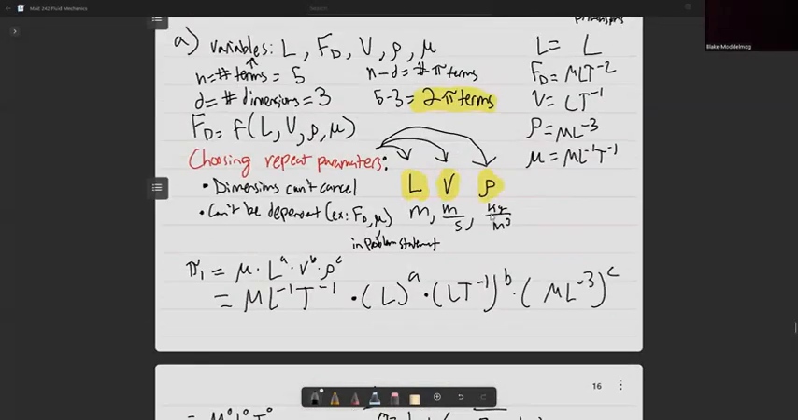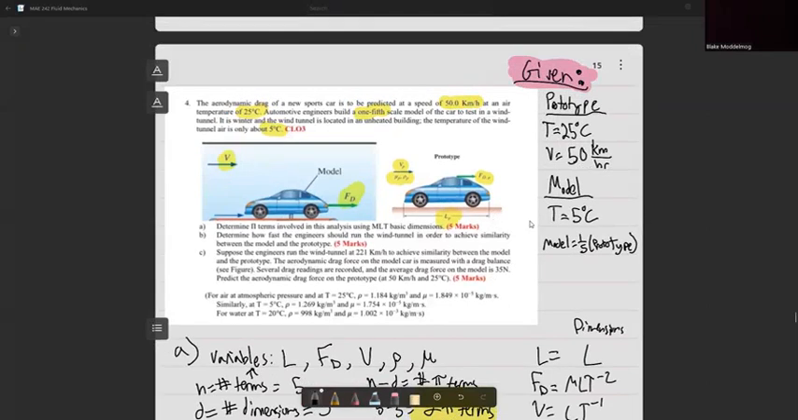All right, so moving right on to part B, it asks that we determine how fast the engineer should run the wind tunnel in order to achieve similarity between the model and the prototype. So for that, we're going to want to remember our givens here, especially the model to prototype ratio. And we will be needing to find the velocity of the wind tunnel, which will be the velocity of the model.